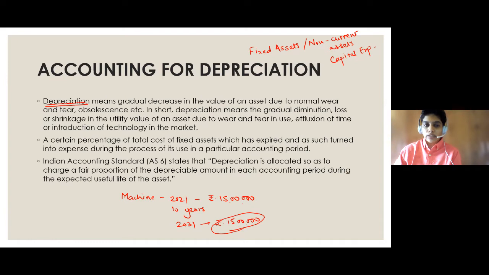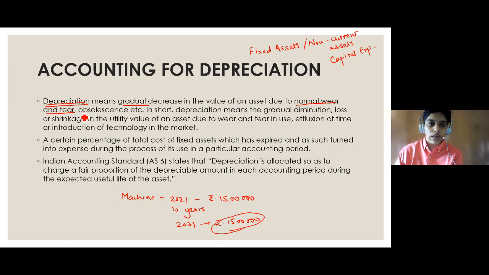Now, we have to understand that this decrease in value is gradual. It needs to happen slowly. You cannot just reduce the value in a matter of a single day. You have to take some time to reduce its value. So it should be gradual. And why this decline or this decrease should be there is because of normal wear and tear. Normal wear and tear, that is the damage that occurs by using this particular asset.